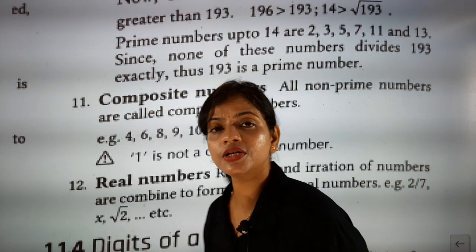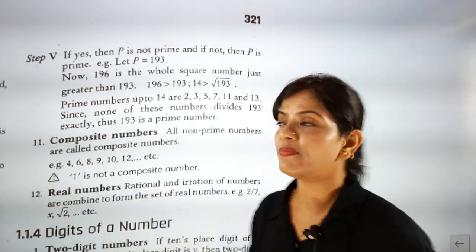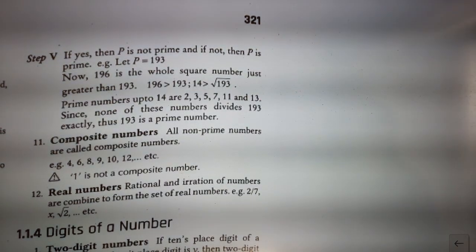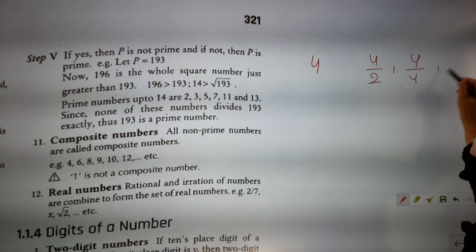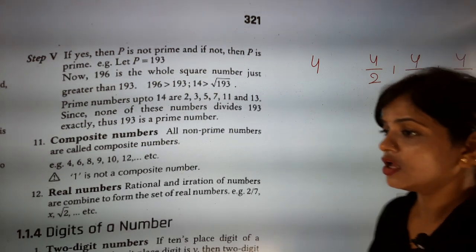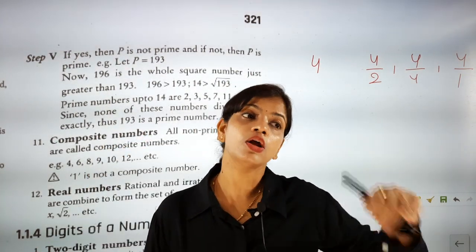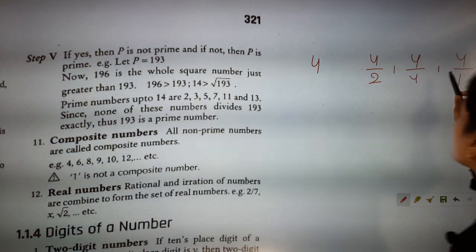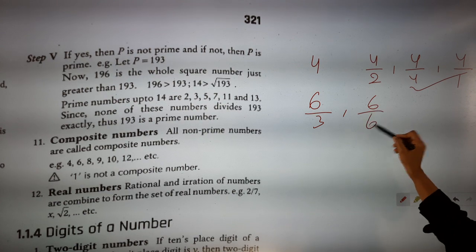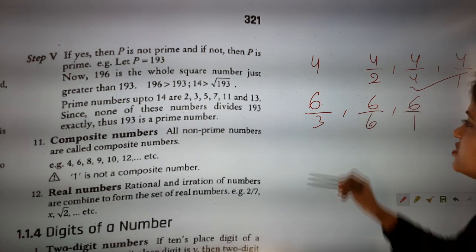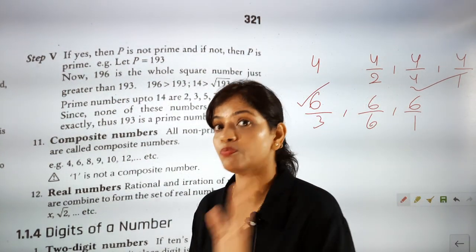So what are composite numbers? Like 4 is a composite number. 4 can be divided by 2. Why is 4 a composite number? Because 4 can be divided by 2, by 4, and by 1 also. Means a number which can be divided by itself, by 1, or by any other number, will be called a composite number. So 6 is divided by 3, by itself, and by 1. So 6 is also a composite number. The numbers which are not prime are called composite numbers.